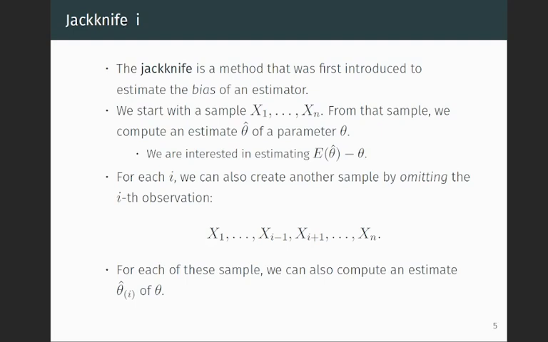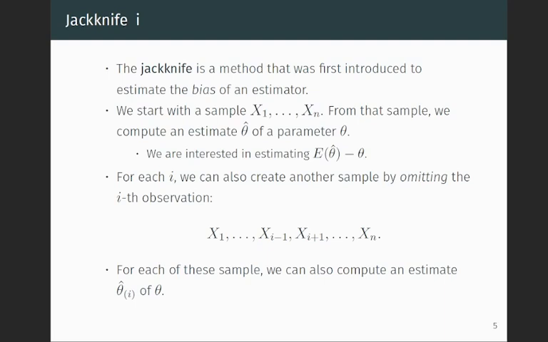And Jackknife is kind of an old method. It was first introduced to estimate the bias of an estimator. And here's the idea. So we start with the sample of size n, so x1 up to xn. And from that sample, we can compute some sort of estimate theta hat for a parameter theta. And we're interested in estimating the bias. So we're interested in estimating the expected value of theta hat minus theta. Recall that if theta hat is unbiased, then this is 0.